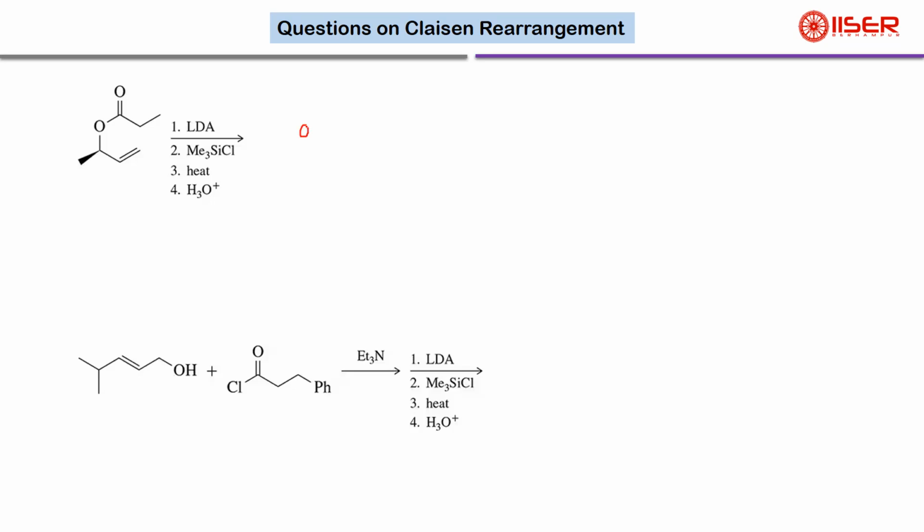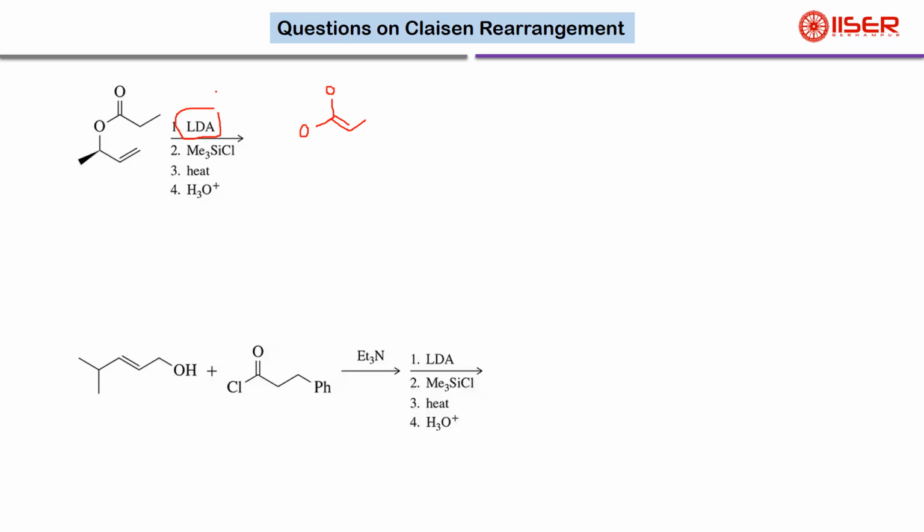It will go through an enolate type of mechanism. So in presence of LDA it will form an enolate here. Now there is one thing to know. If LDA is given, it will always form a trans enolate.